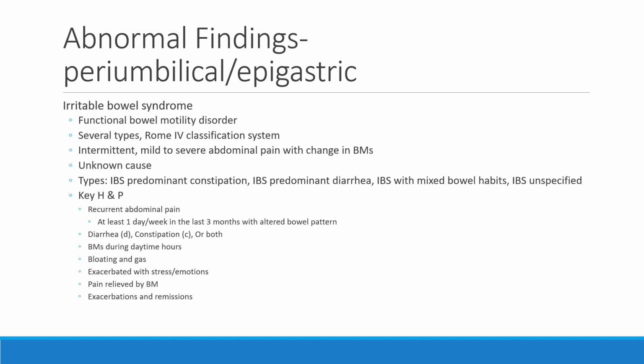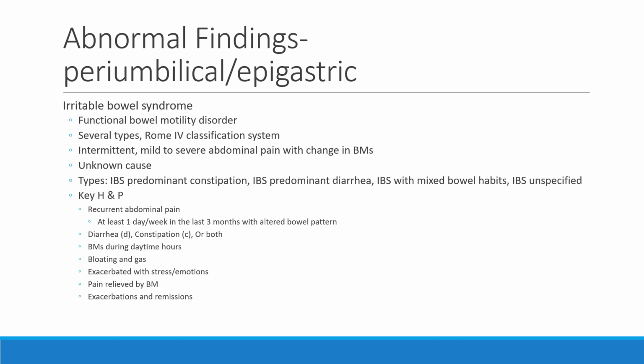Irritable bowel syndrome is a functional bowel motility disorder. There are several types as per the Rome-4 classification system. It can cause intermittent, mild to severe abdominal pain with changes in your bowel movements. Unknown cause. The types include IBS predominant constipation, IBS predominant diarrhea, IBS with mixed bowel habits, or IBS unspecified.